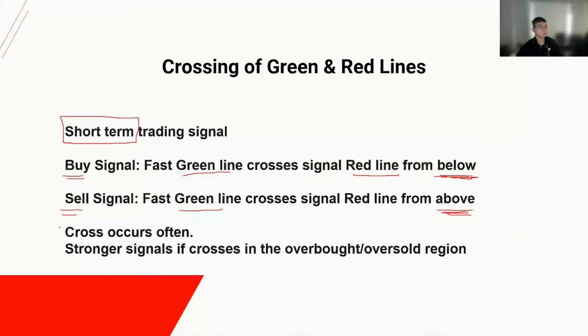So crosses occur very often. So stronger signals if it crosses in the overbought, oversold zone. Where's the overbought zone? At 68. Oversold zone at 32 region. Please screenshot this down before we continue because we are moving on to the live examples next. So just remember 68 overbought, 32 oversold. Or if you guys find it difficult to remember, take it as overbought as 70, oversold as 30. So you just round it up to the nearest whole number. Okay, next.